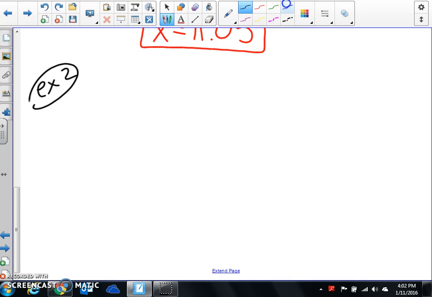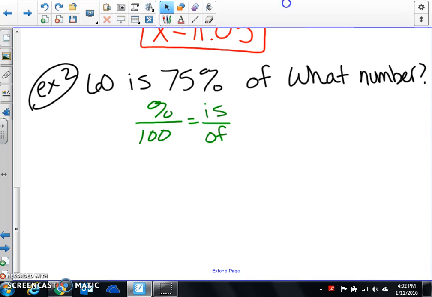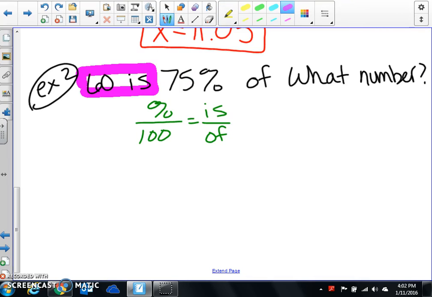Example number 2. 60 is 75% of what number? Okay, so I immediately start by writing my formula. Percent over 100 equals is over of. Okay, so immediately I go ahead and I start with my highlighters. Okay, so 60 is, that goes together. So my is going to be 60. 75%, so 75%, and therefore of what number, that's my variable that I don't know.